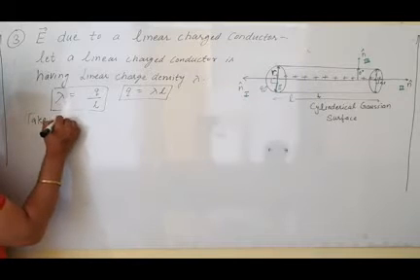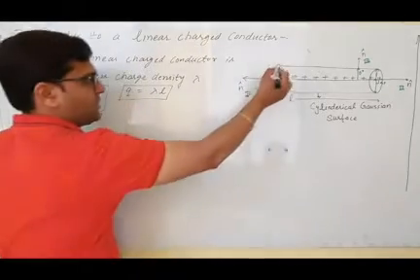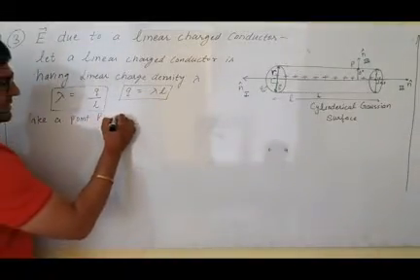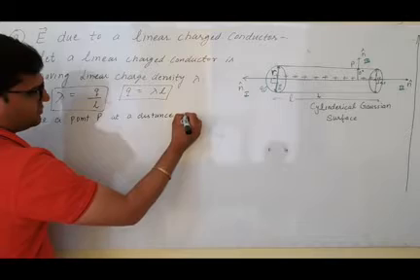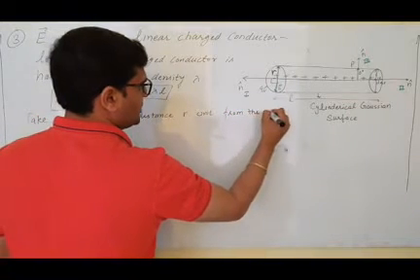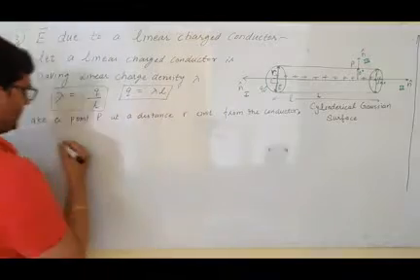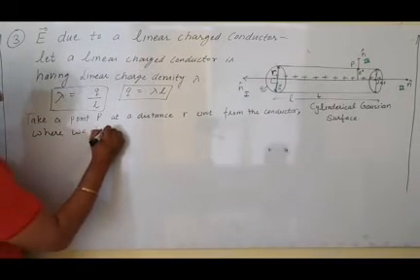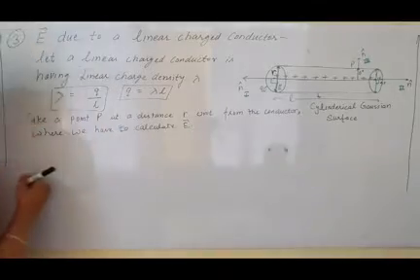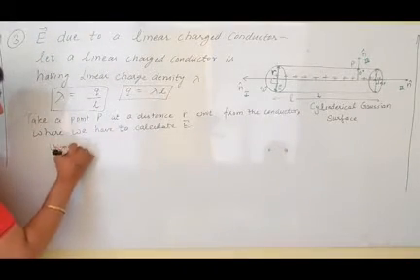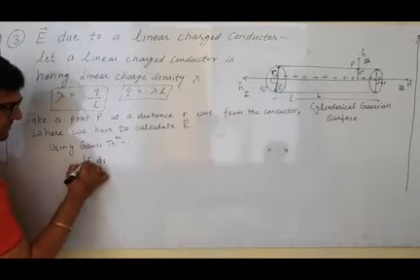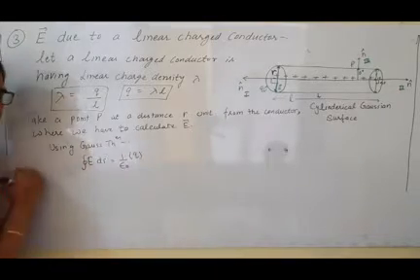take a point P, this is P, or you can take this one as P. Okay, take a point P at a distance R unit from the conductor, where we have to calculate electric field intensity using Gauss theorem. So E dot ds is equals to 1 by epsilon into q.